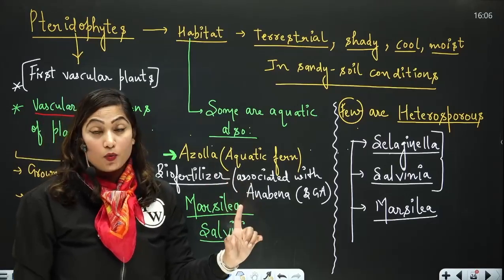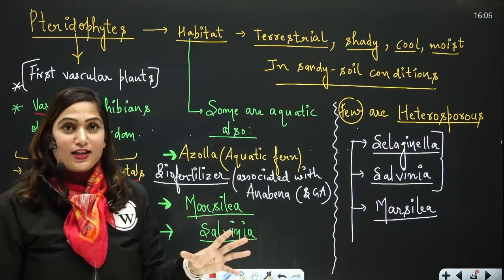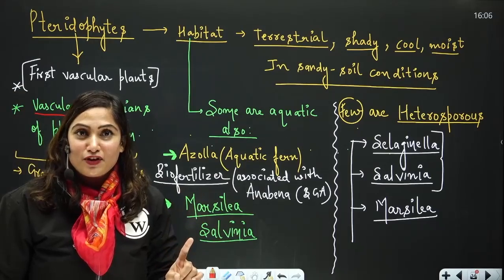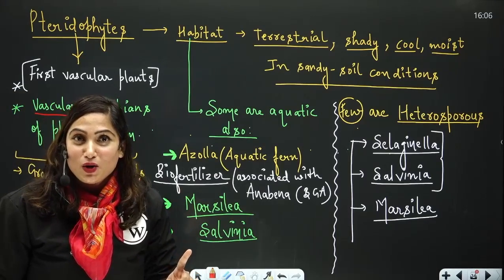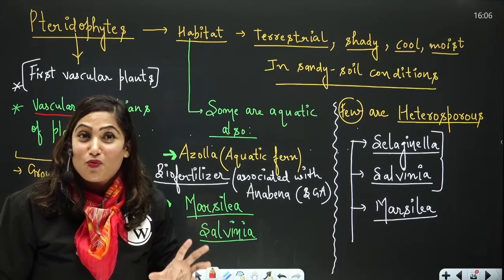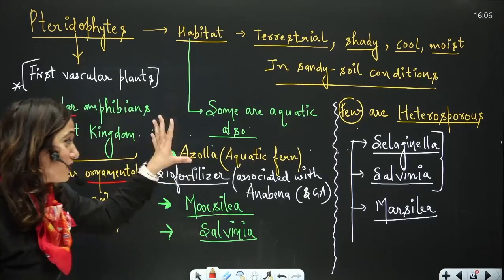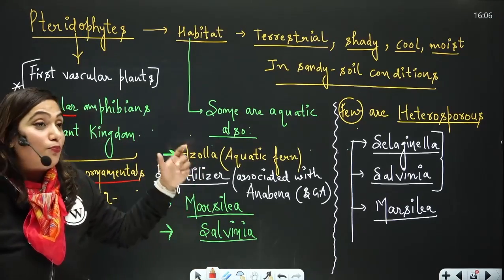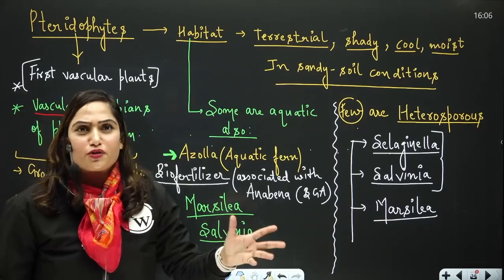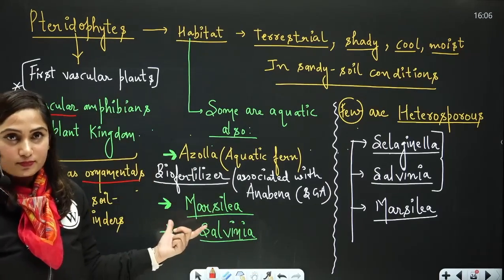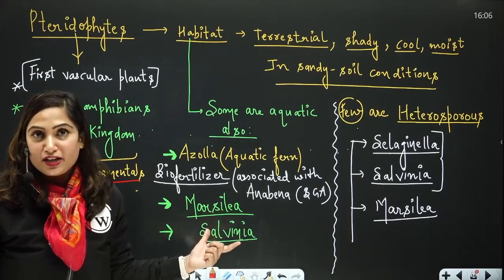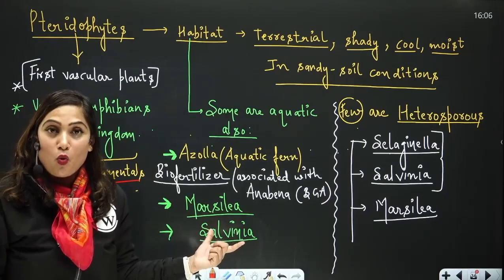Okay, now I have just told you they are terrestrial, they are found on land, but some pteridophytes are aquatic also. Some pteridophytes are found in water also, and the examples are important. The most important example, which is sort of a favorite of NEET, is Azolla. Azolla is an aquatic fern, a pteridophyte, which is found in water.